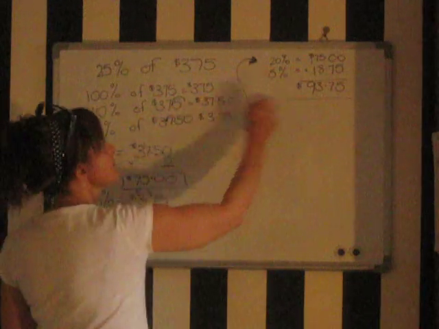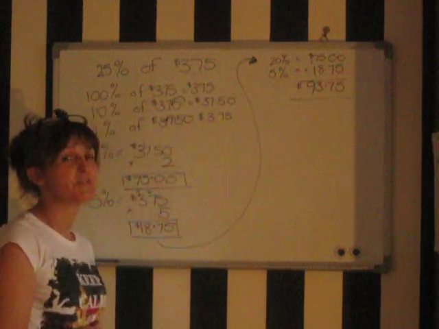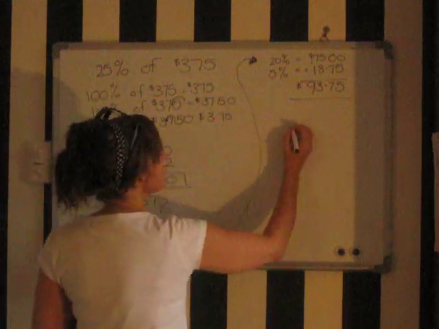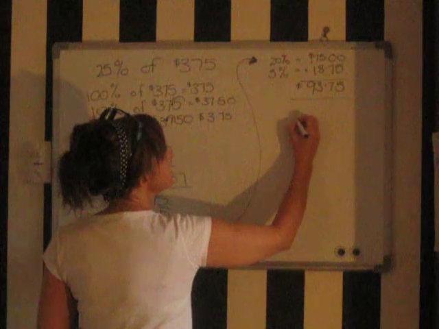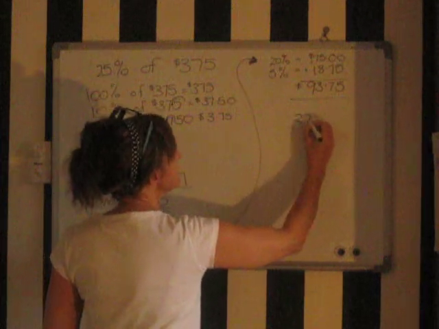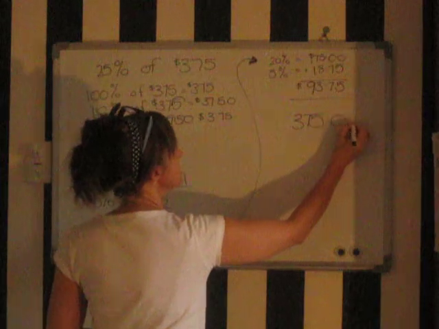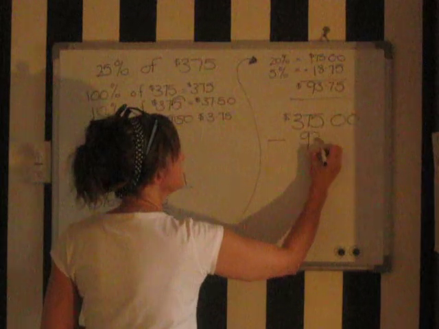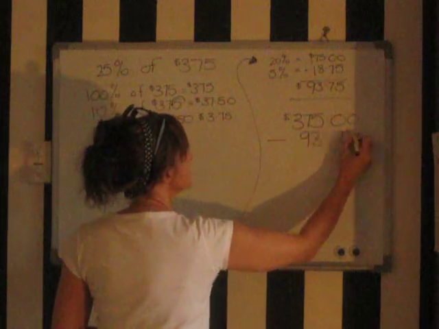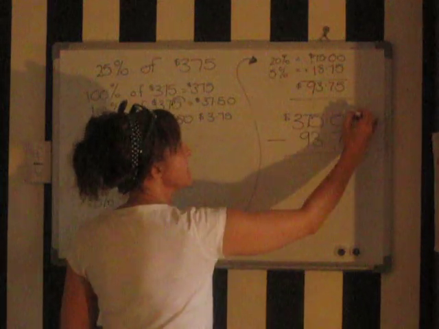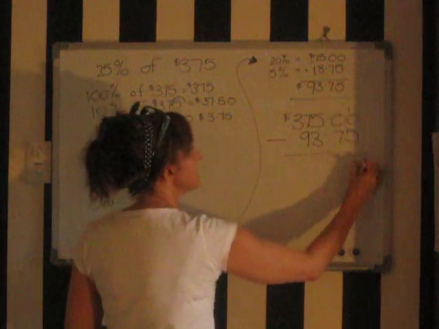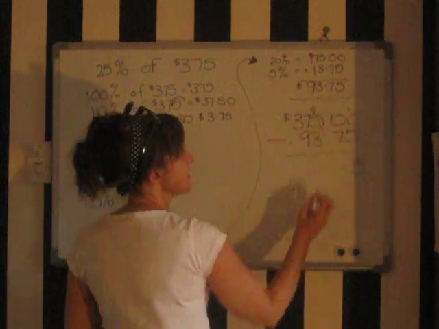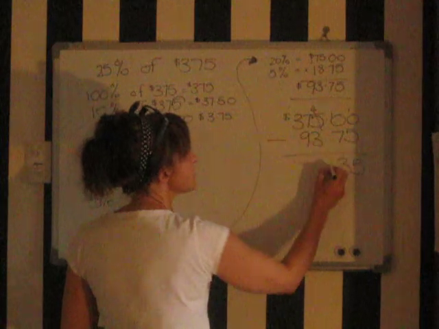Okay, but you still have to subtract the 93.75 to get the total that you will need to pay. So we need to subtract. We've got 375, which is our original amount, put your cents in, and then we're going to subtract $93.75. Okay, so 10 take away 5 is 5. 0 take away 7 we can't do. We'll need to borrow from the 5. Make that a 4, and this becomes a 10. 10 take away 7 is 3. Bring your decimal point down.